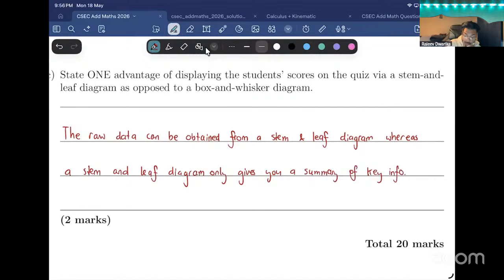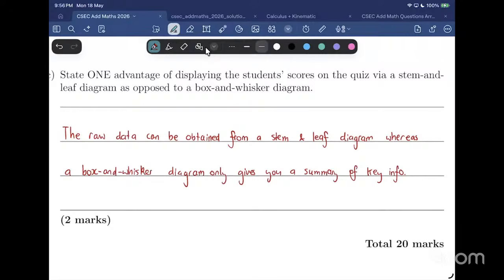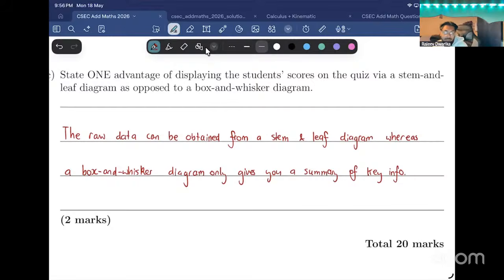So the raw data can be obtained from a stem and leaf diagram, whereas a box and whisker diagram only gives you a summary of key info.